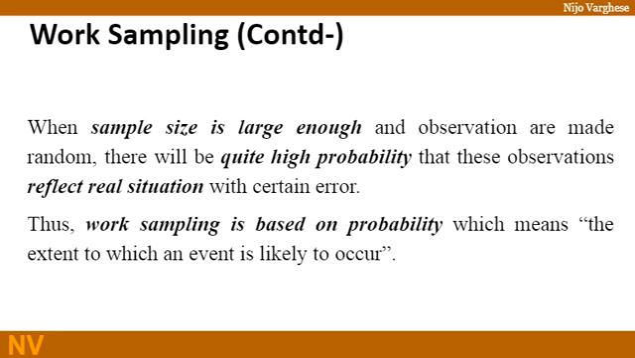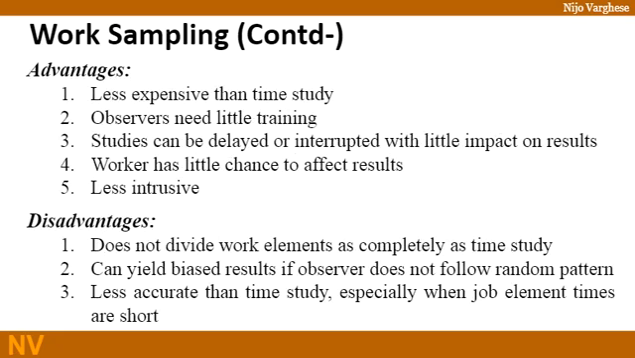And thus work sampling is based on probability, which means the extent to which an event is likely to occur. So the possibility to occur, that is what we are measuring in case of work sampling. Now let's look into the advantages and disadvantages of work sampling.